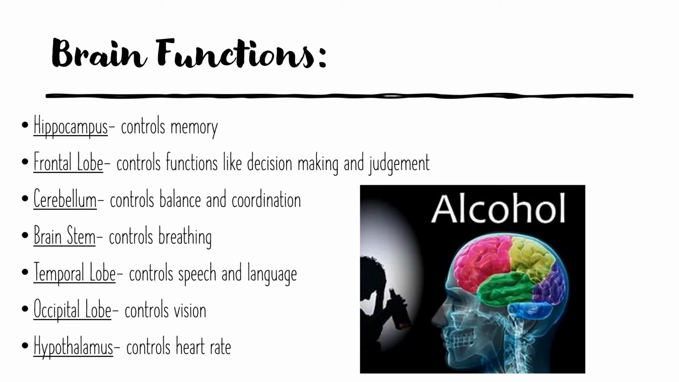So alcohol use can cause memory loss and affect a person's ability to learn. The frontal lobe is the part of the brain that controls functions like decision-making and judgment. Alcohol use can impair a person's ability to think clearly and make good decisions.